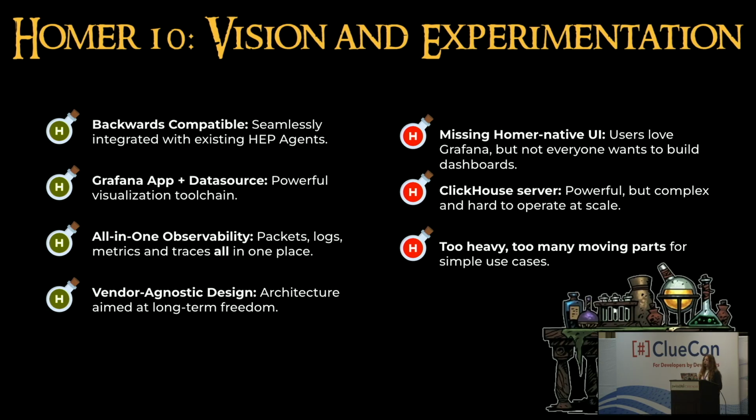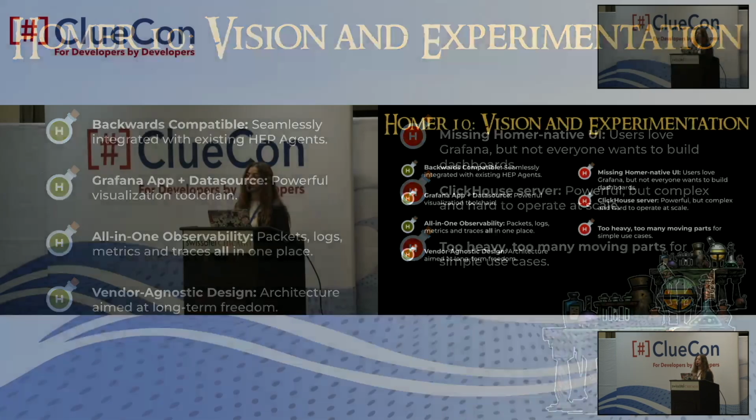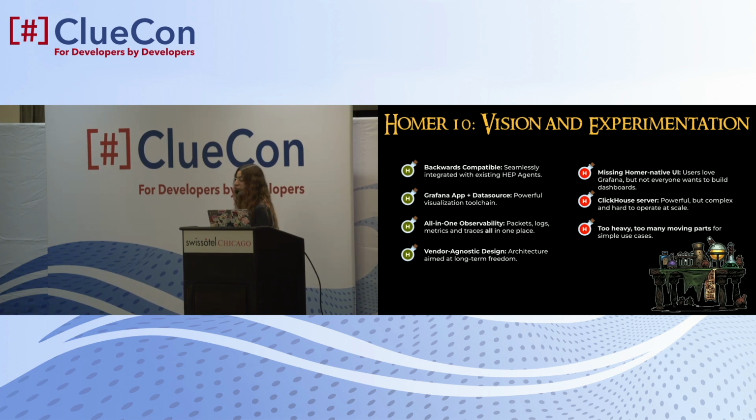Omer 10 is a visionary tool compared with 7 and compared with any of the previous Omer versions, really, because Omer 10 is the first one that is a full stack observability solution. This means that starting on Omer 10, you have it all in one place. The HEP packets, the logs, the metrics, the traces, and the profiling ready to troubleshoot and correlate together.